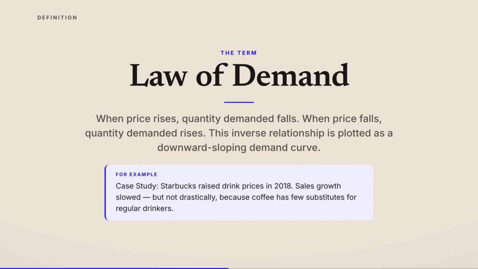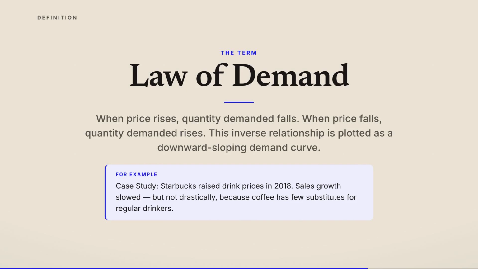But here's the interesting part. The drop wasn't huge because coffee has relatively few substitutes for regular drinkers. If you're hooked on your morning latte, you might grumble about the price increase, but you'll probably still buy it. That tells us something important about demand. It's not just about price. It's also about how easy it is to switch to something else.